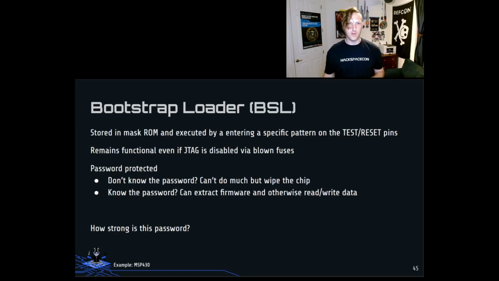As we look at how this is implemented, what they have is something called the bootstrap loader, or the BSL. This is stored in mask ROM, which is permanent, unmodifiable, literally photolithographically written onto the chip. If you want to go into the bootstrap loader, you just need to enter a specific pattern on the test and reset pins to enter BSL mode. And the BSL will remain functional even if JTAG is disabled via blown fuses.